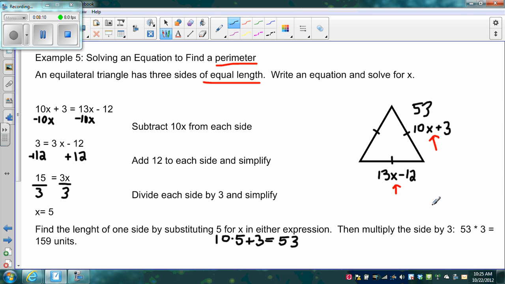So 53 times 3 here is going to give us the total perimeter, so the distance around the outside. Because there's 3 sides and they're all equal. That's why we did 53 times 3. And here it's 159. I just put units because we didn't tell you what it was in. So if I said it was in centimeters, then you would put centimeters. If I said it was in feet, you'd put feet.